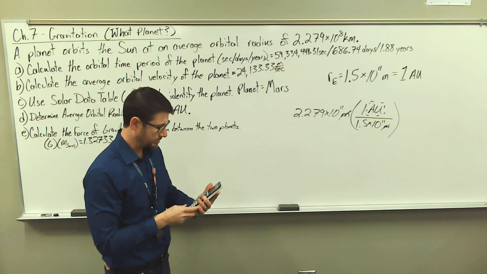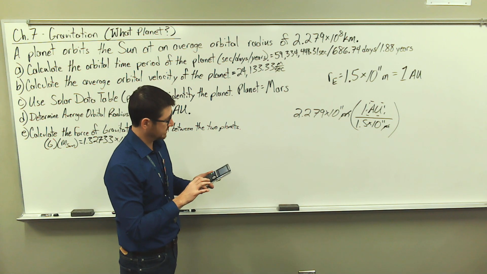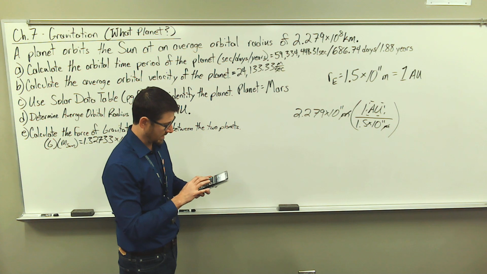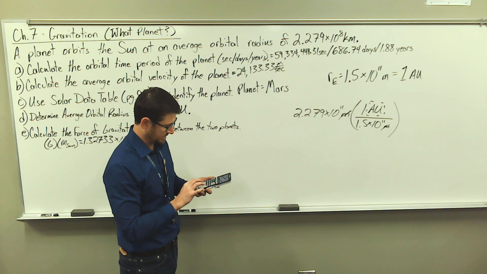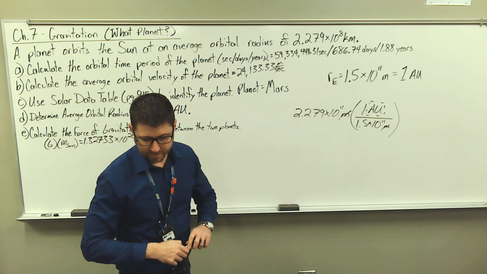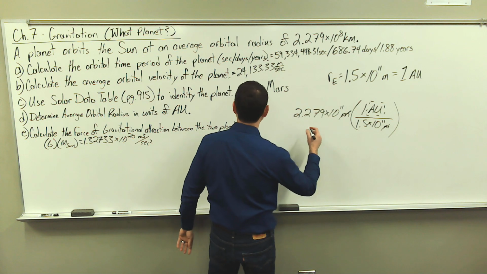So I've got 2.279 times 10 to the 11th. We're going to divide this by 1.5 times 10 to the 11th. And this is going to give us 1.5193 astronomical units.